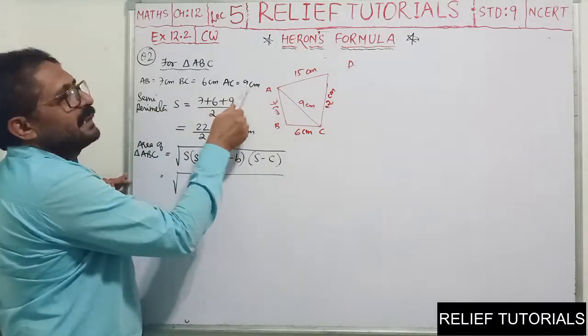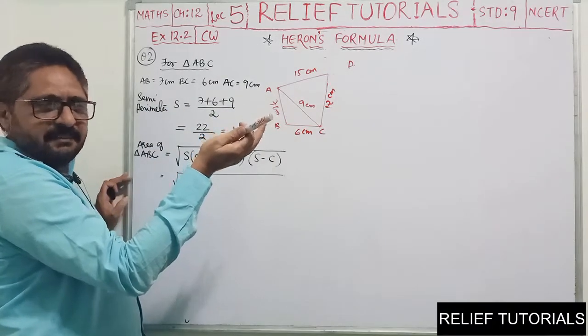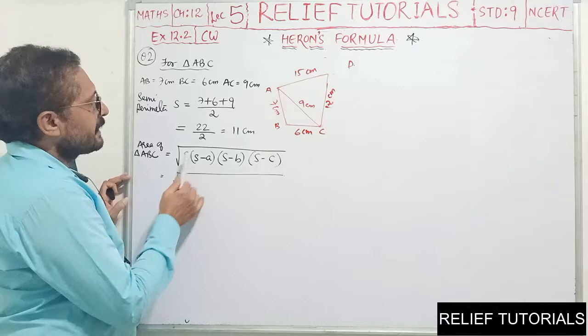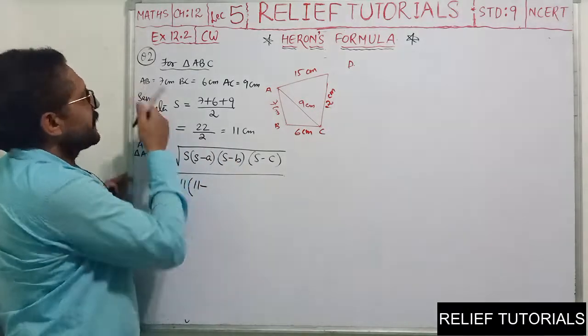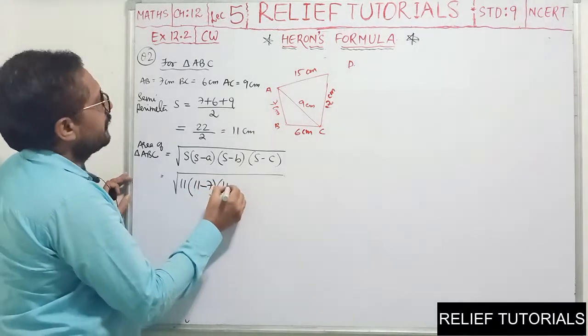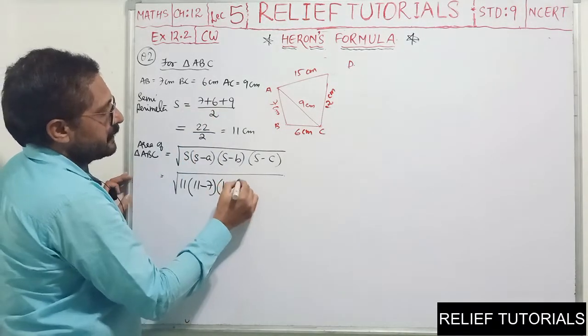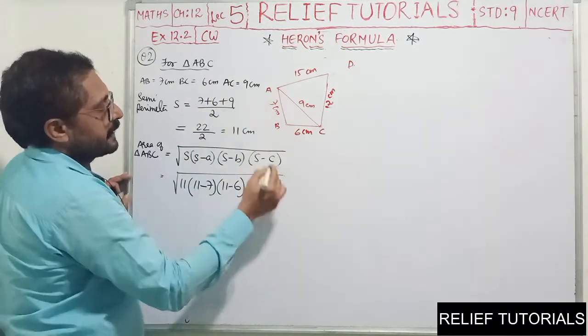These are A, B, C. You can consider any value as A, B, C. No need of mentioning it. Now S is 11. Now 11 minus A, that is the first side of a triangle, 7. 11 minus second side, 6. 11 minus third side, 9.